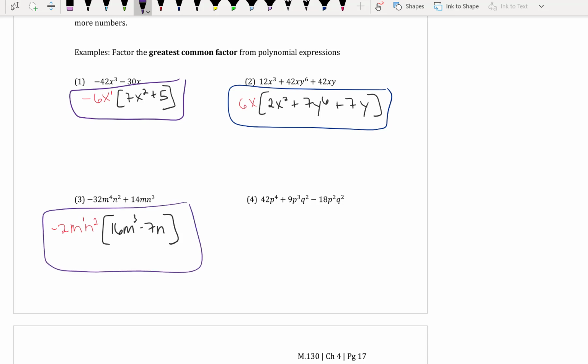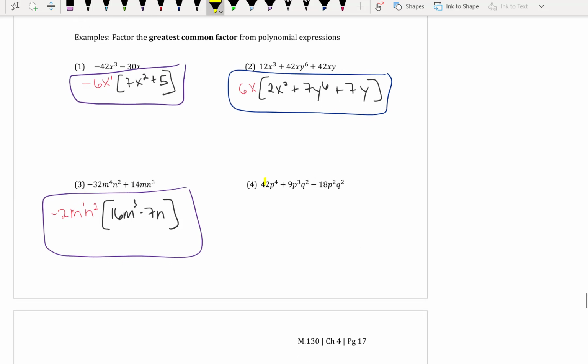Okay. Now for number 4, I have 3 different terms. So again, first I'm going to concentrate on the coefficients. So I'm looking at 42, 9, and 18. So let's look at the smallest number here. I'm looking at 9. Well, that can only be 3 times 3. And 18 can be 9 times 2. And 3 times 3 is in that.